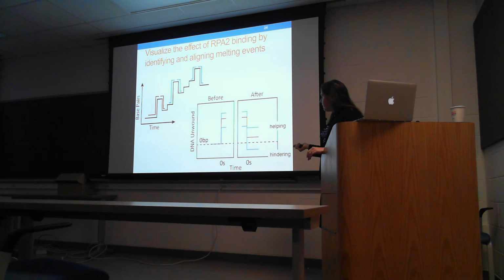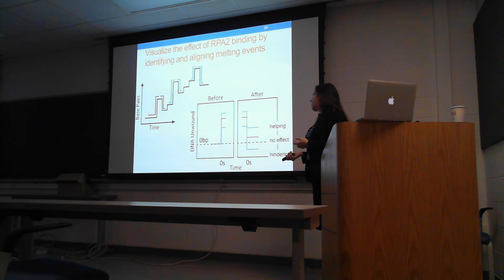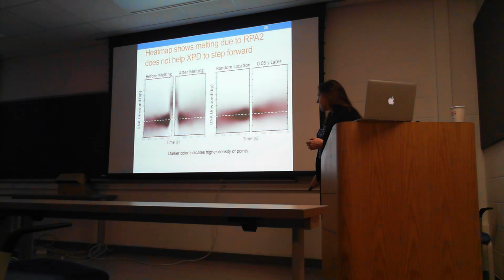If we end up with more data points below this line, that indicates RPA2 is hindering XPD somehow or sending it backwards. And if there's no difference, then there's essentially no effect of RPA2. So here's the heat map of these before and after. So this is before and after a melting event. And the white line is 0 or no change.